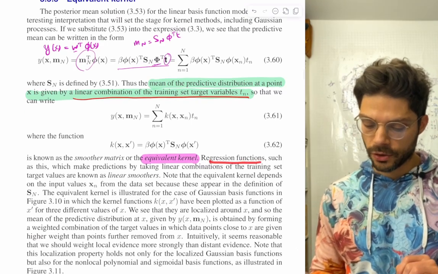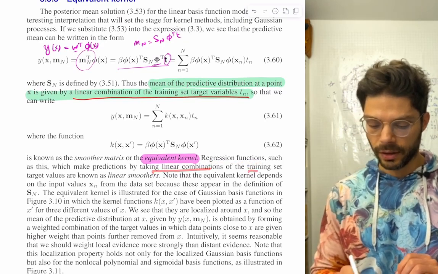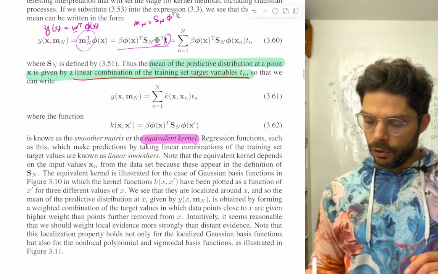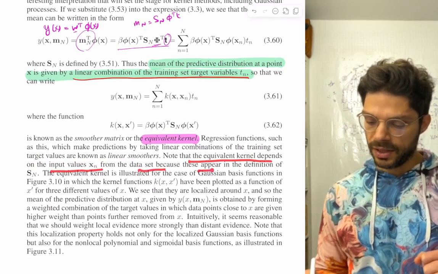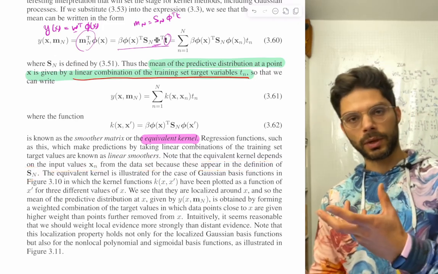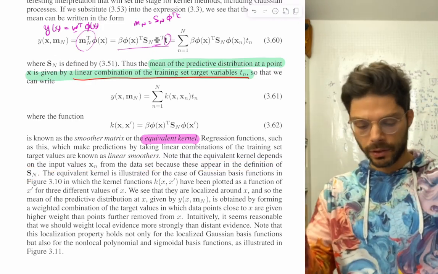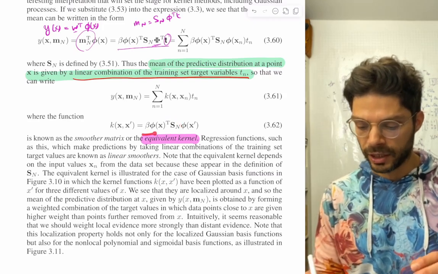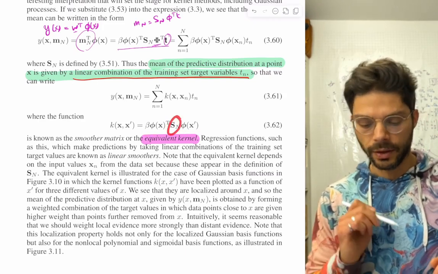So it says regression functions such as this, which make predictions by taking linear combinations of the training set target values, are known as linear smoothers. Note that the equivalent kernel depends on the input values x of n from the data set, because these appear in the definition of s of n, right? So s of n had our features computed for all of our training data, and there were overlaps, and I think there was an inverse somewhere. So that's where x of n comes in. In this particular expression, there doesn't seem to be any place where the training data go. Well, it's actually in there.